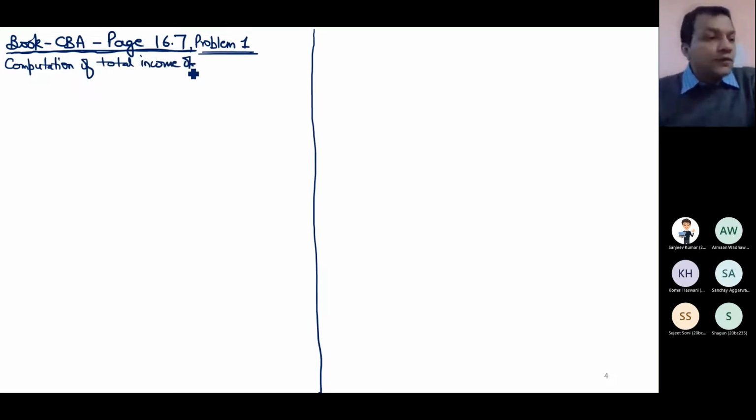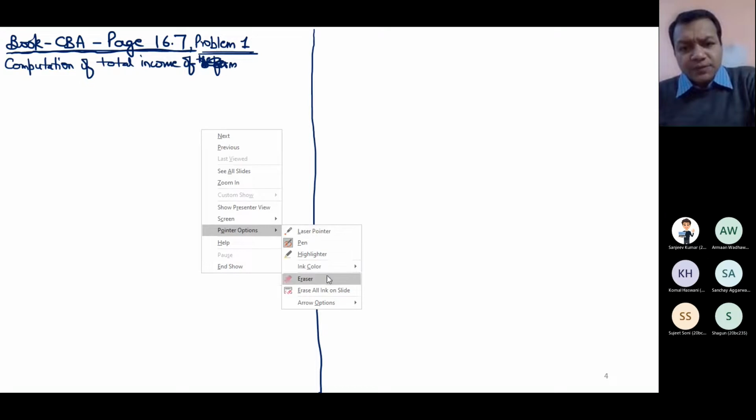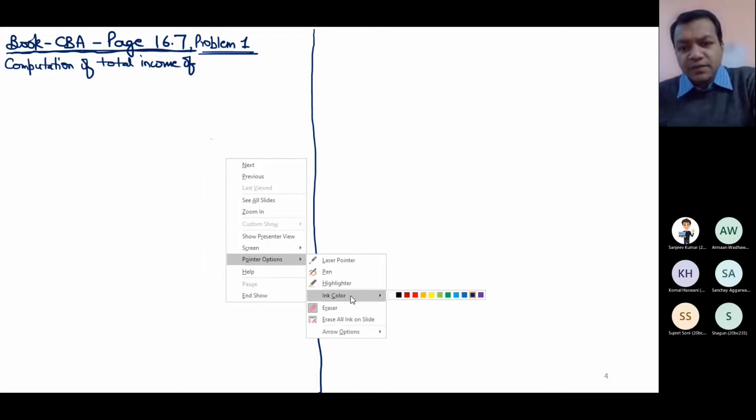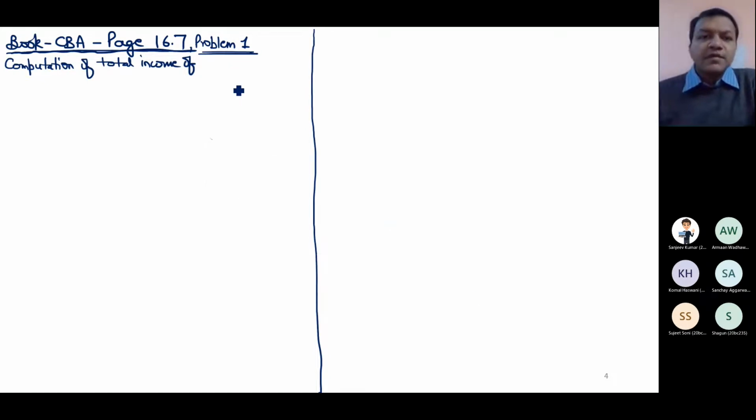Computation of total income of the firm. We should use the article 'the', not 'a', because this firm is specific. I should not use 'a' firm because I know which firm that is. 'A firm' is general. Now it is specific, so we should use the article 'the'. Computation of total income of the firm for the assessment year.